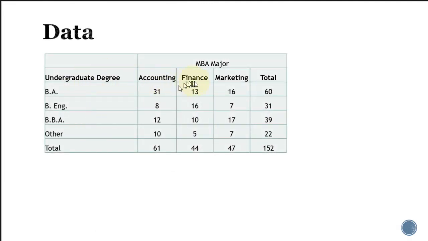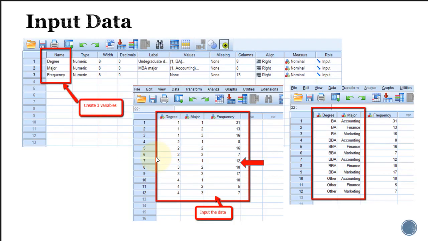And here's essentially how the data would look. You would have a cross-tabulation between the two categorical variables, the undergraduate degree here in the first column, and the MBA majors listed in the second, third, and fourth columns, and this is the distribution of your data set. So let's start with entering the data set.